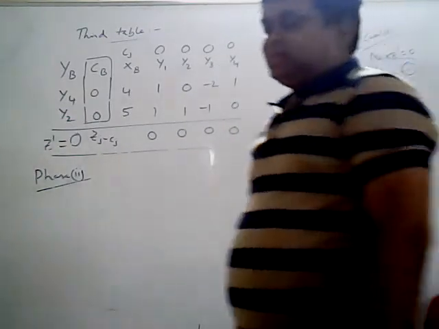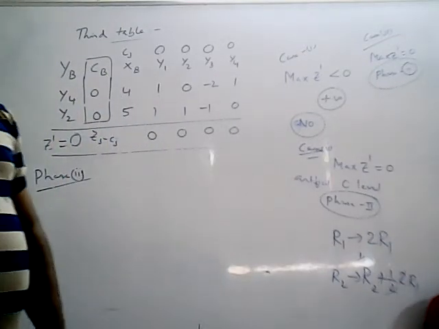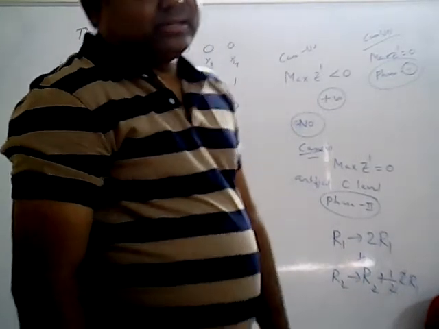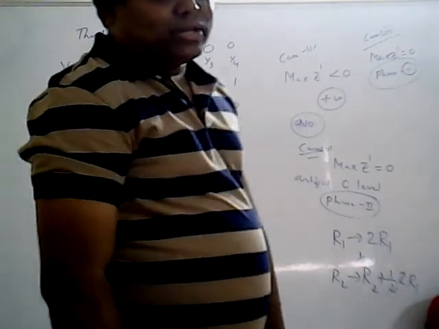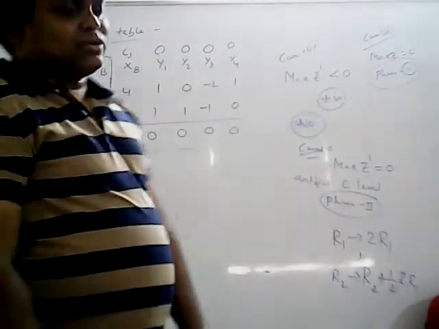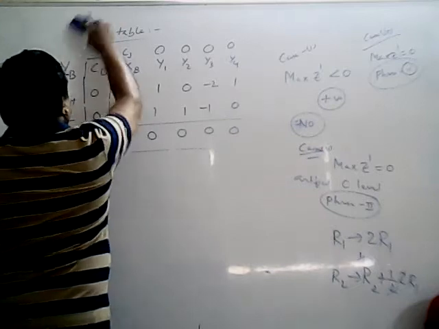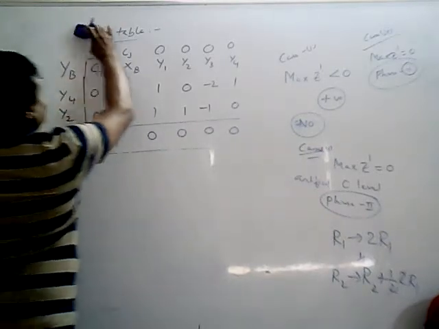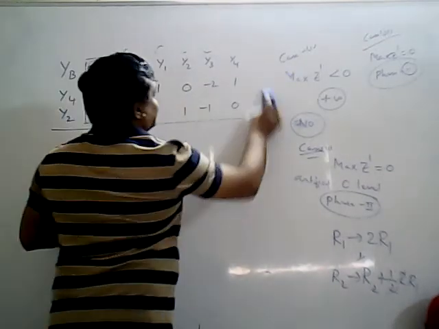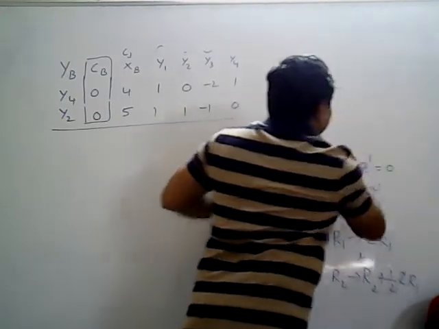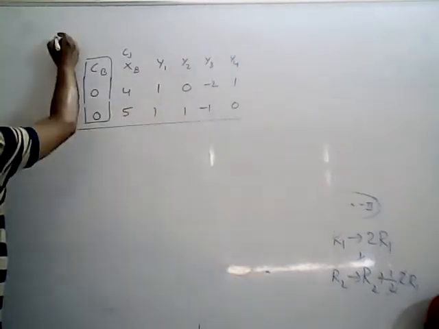And consider the original variable costs in the objective function, and ignore the artificial variables. Okay, so this is the starting table for phase 2.